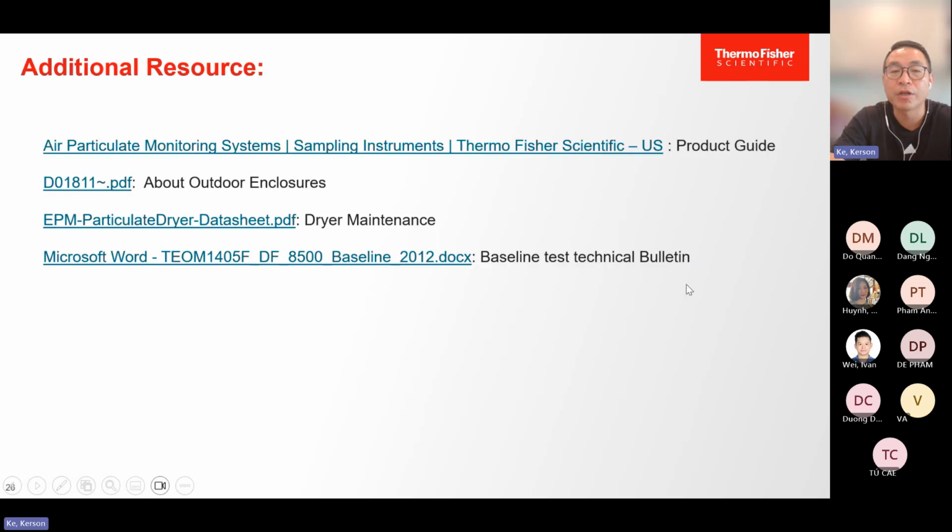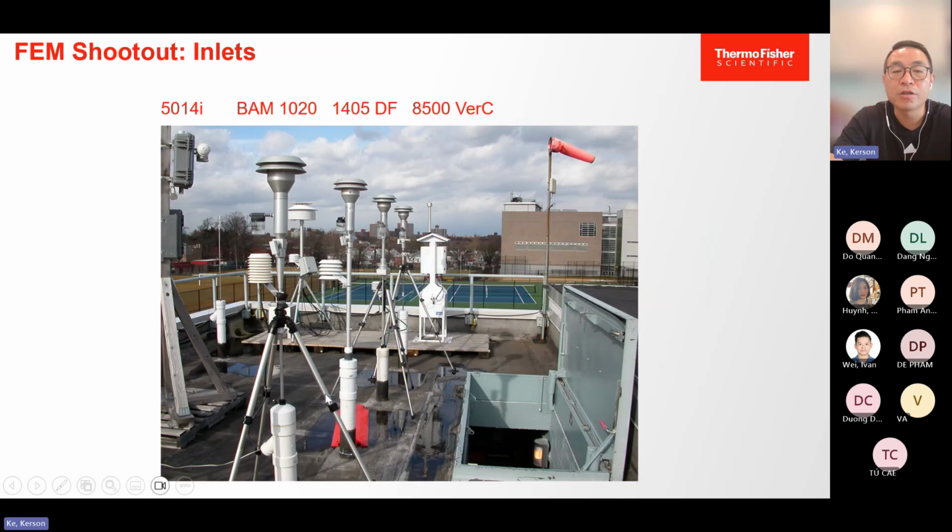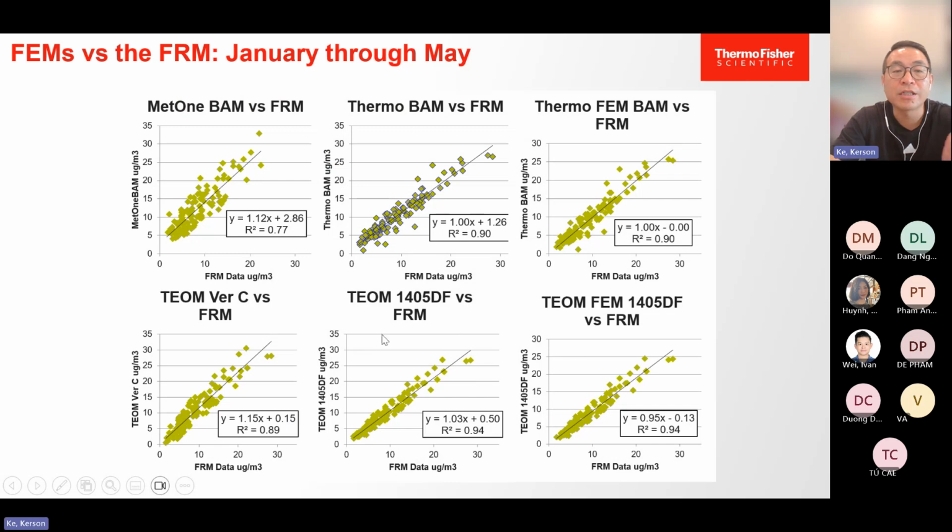Okay, they are compared together. On the roof, you can see the PM10 inlet is almost the same, and the PM 2.5 is always a VSCC, while this 1405DF uses an impactor. So this is the result. For continuous analyzers, we need to compare the result to the manual sampler.